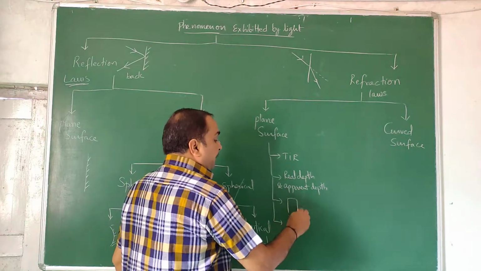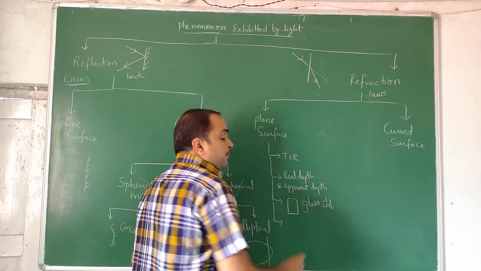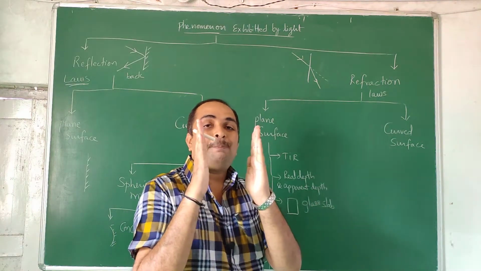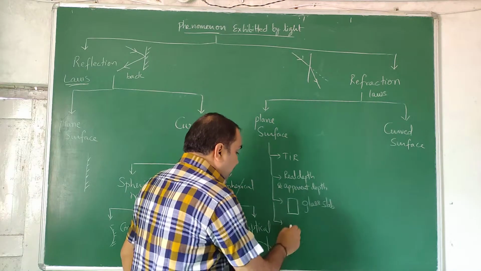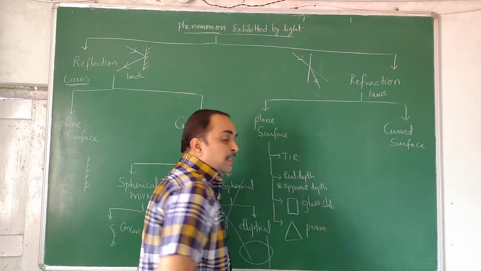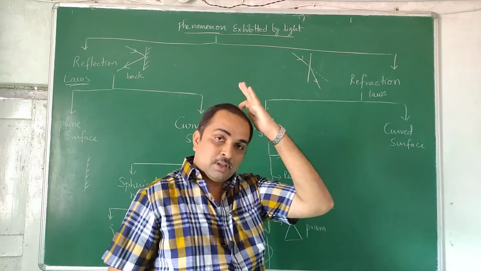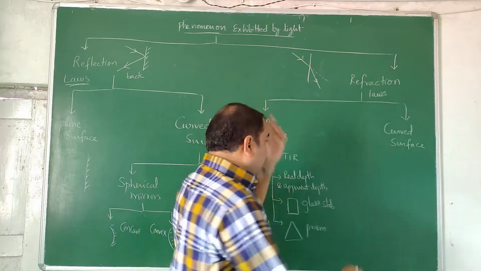Next is glass slab. A glass bounded by 2 parallel surfaces, glass slab. Prism. A glass slab bounded by non-parallel surfaces. Curved surfaces is lens.